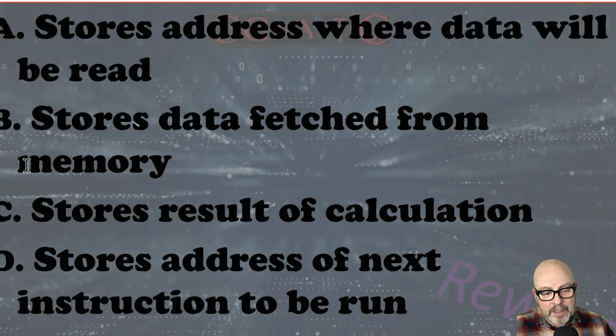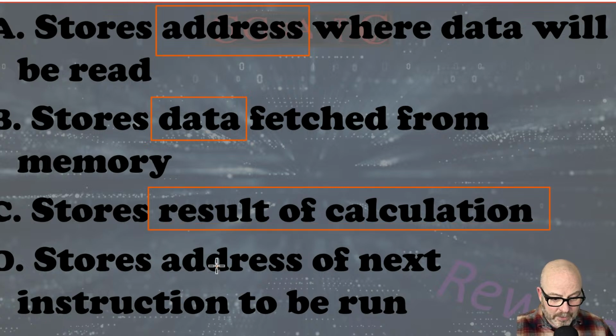So these are what the memory registers do. One stores the address where data will be read, and the key takeaway there is that you've got this idea of address here. So one's to do with an address. Another one is to do with data. And this one is the result of a calculation. And this one is the next instruction, the address of the next instruction. Those key words tell you what this is all about.